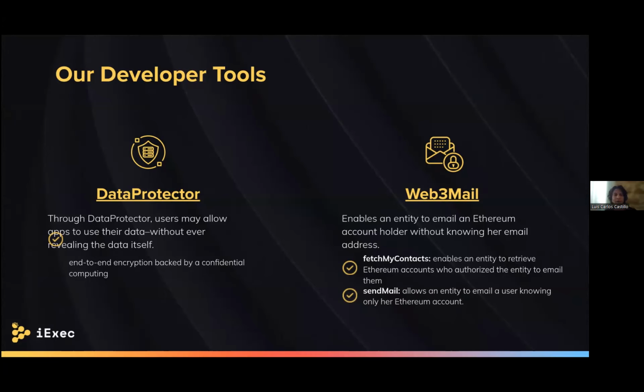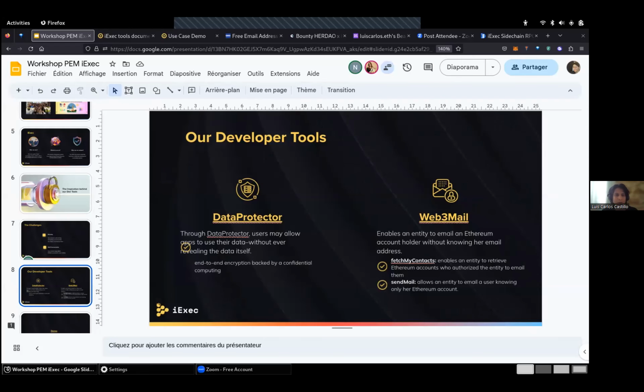So DataProtector allows applications to use their computational data. It could be a string of characters, or it could be a file. And Web3Mail is going to use that email and make an API call to a service to send an email. So we're going to go through both of them, and I hope it's going to be clear for you. The first one is DataProtector.